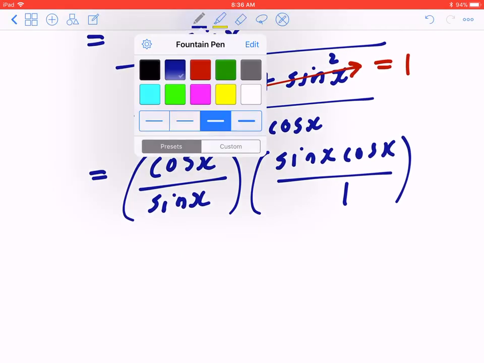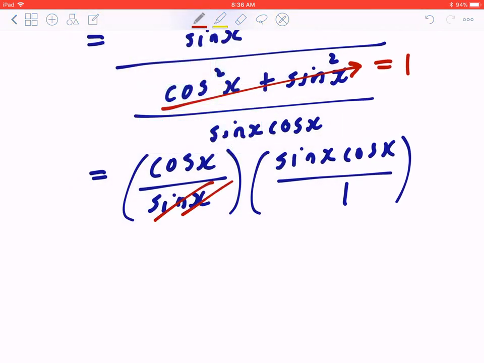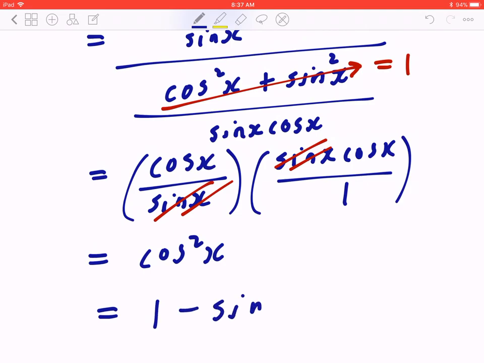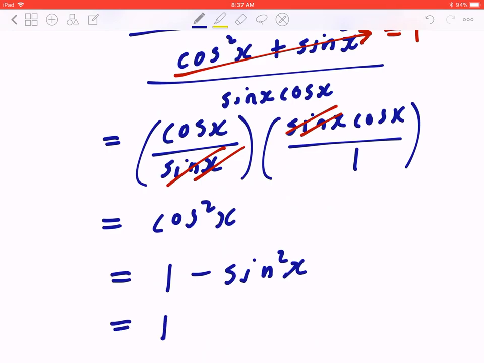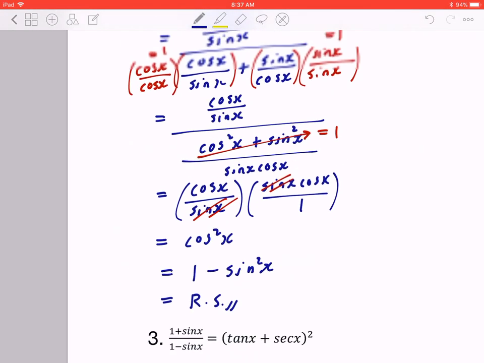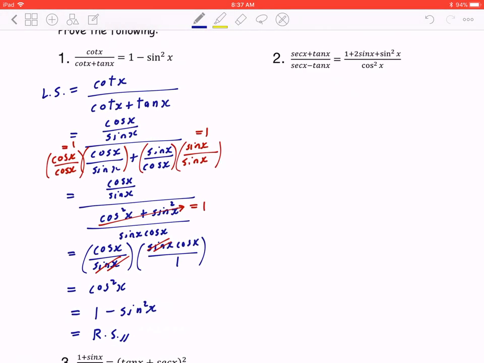So now, if you look at the top and the bottom, there's a common sine x, which you can cross out. And as expected, I've mentioned the fact that you should get cos square x, which is 1 minus sine square x. And that's exactly the same as the right-hand side. Again, the challenge is you can always go back and try to redo this, starting with the right-hand side. Let's keep going. Number 2.